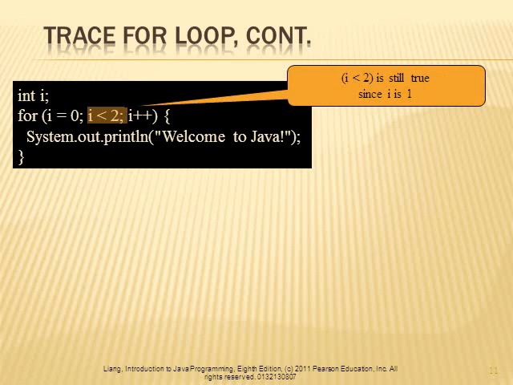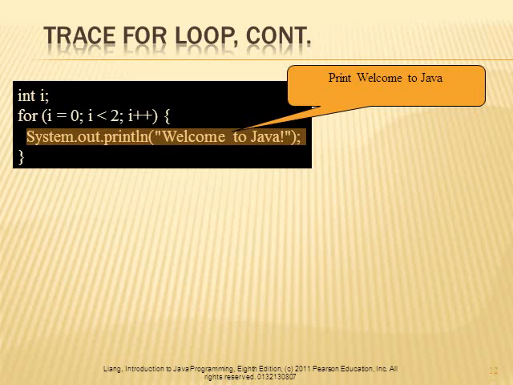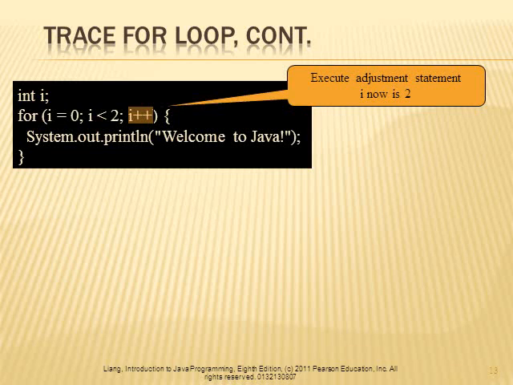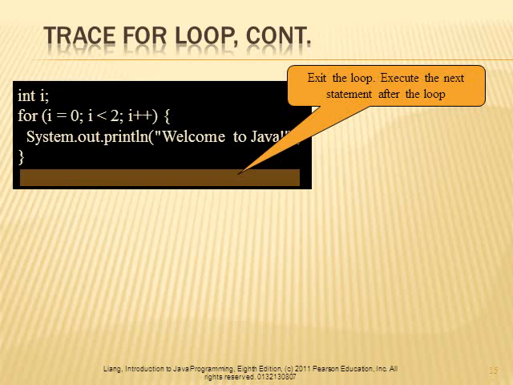We return to testing the Boolean, and it's still true because I is 1. We print the welcome message once again. We increment I once again, and now the value of I is 2. Back to testing our Boolean, and I is not less than 2, so it tests as false. The loop body will be skipped, and execution will continue with the statements following the body.